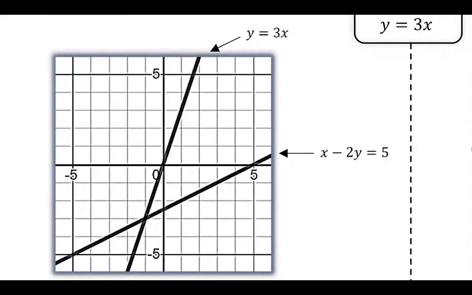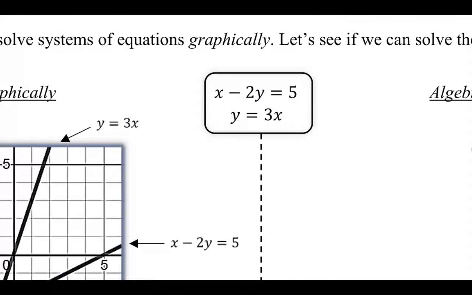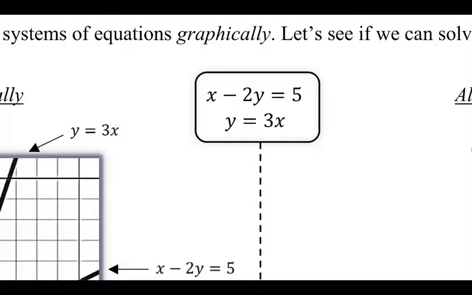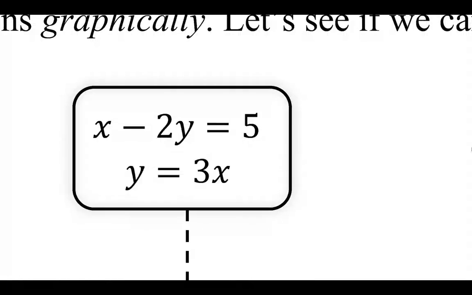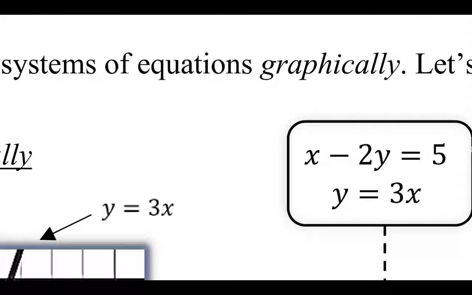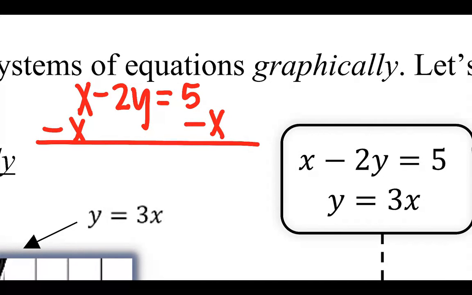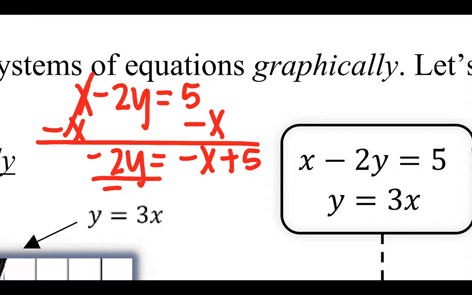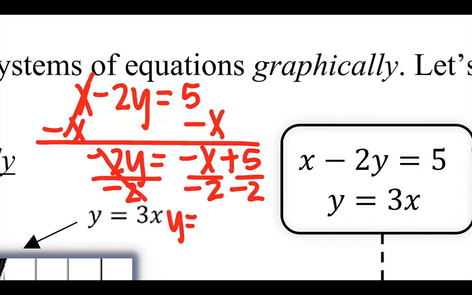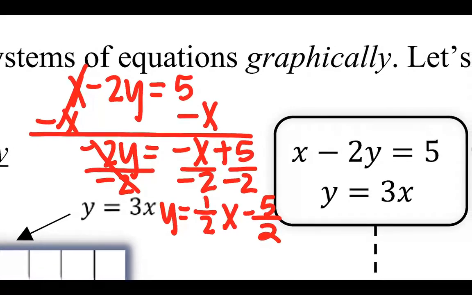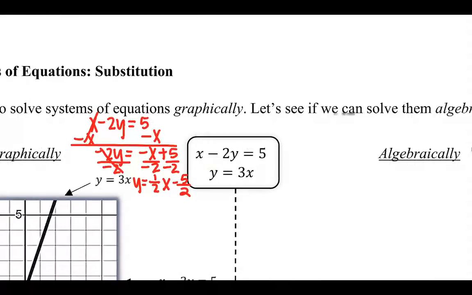So if I look here, I've got these two linear equations, and what you do is you first solve for y. For the first one, I have to solve for y first. So I've got x minus 2y equals 5. Subtract x from both sides: negative 2y equals negative x plus 5, and then I divide everything by negative 2. I'm left with y equals 1/2 x minus 5/2. So I've got that solved for y, and the other one was already solved for y.